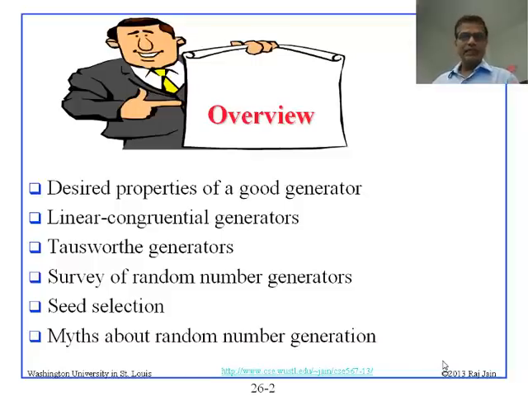Okay? So we'll talk about desired properties of a good generator. LCG is what is most commonly used, linear congruential generators. Tausworthe is another one. And then we will give you a survey of many random number generators, how to select the seed, and then some myths about random number generation.